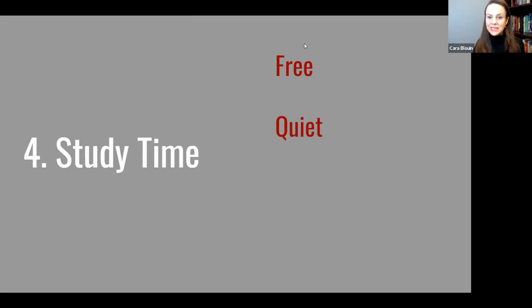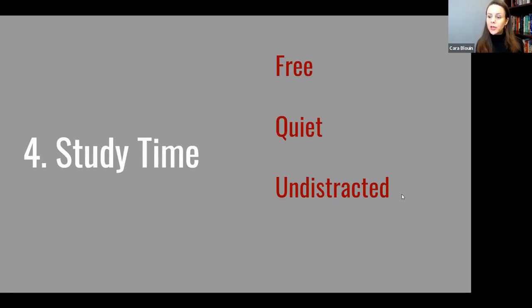Also, the ideal is if your study time can be quiet. Now, that doesn't mean don't listen to music while you study. A lot of people like to have some sound when they're studying. But by quiet, I mean you're not studying while 15 preschoolers run around and scream behind you at the same time. It's really hard to focus and really hard to get your schoolwork done. So we're looking for hours where I'm free and also I can be in a place that's pretty quiet.